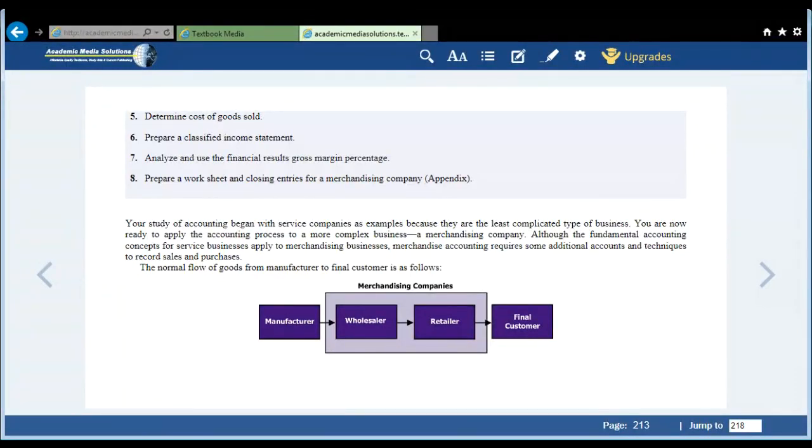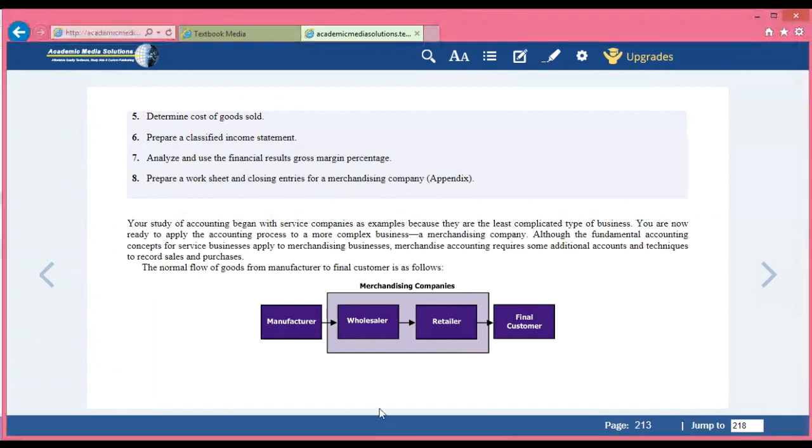Okay, in this recording, I am going to go through Chapter 6, which is about inventory. I like this graph on this page.